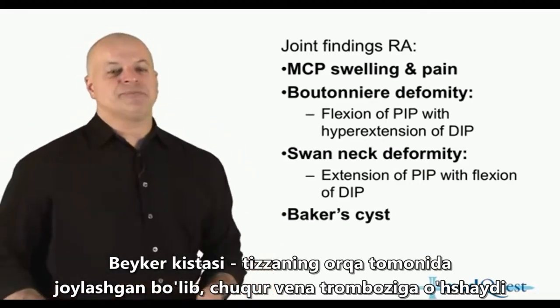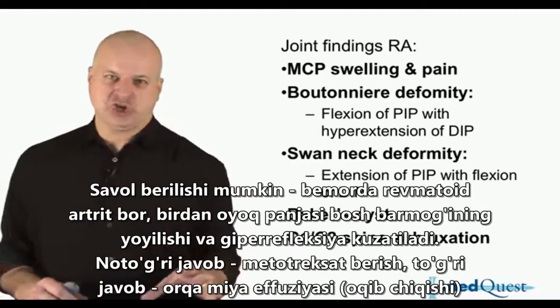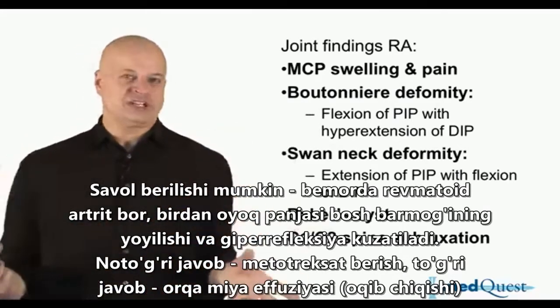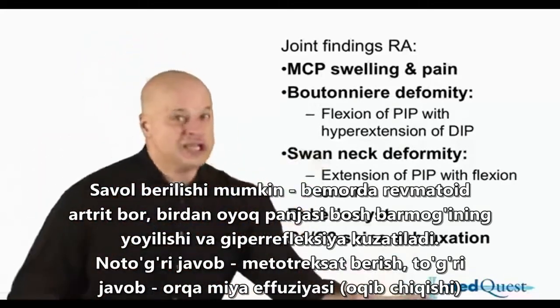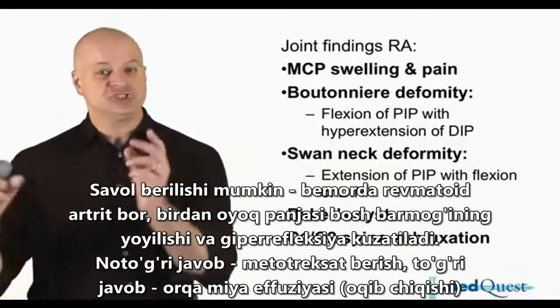Okay, you can feel it like a bump down there, Baker's cyst. C1, C2 spine subluxation, the questions go like this. A person with rheumatoid arthritis all of a sudden develops upgoing toes and hyperreflexia. The wrong answer is adding methotrexate. The right answer is spinal fusion.